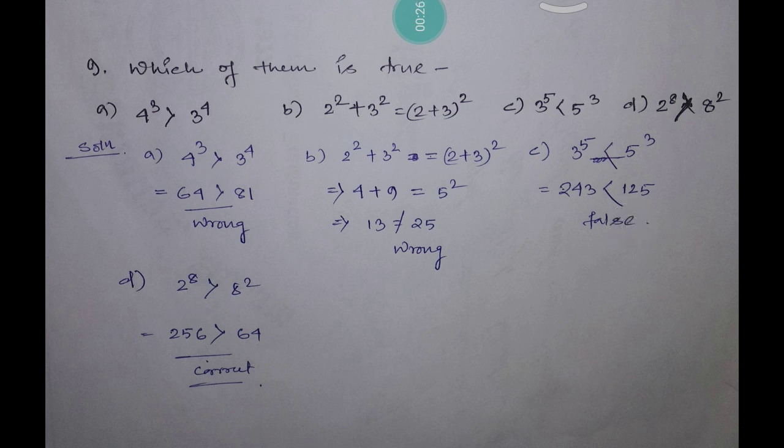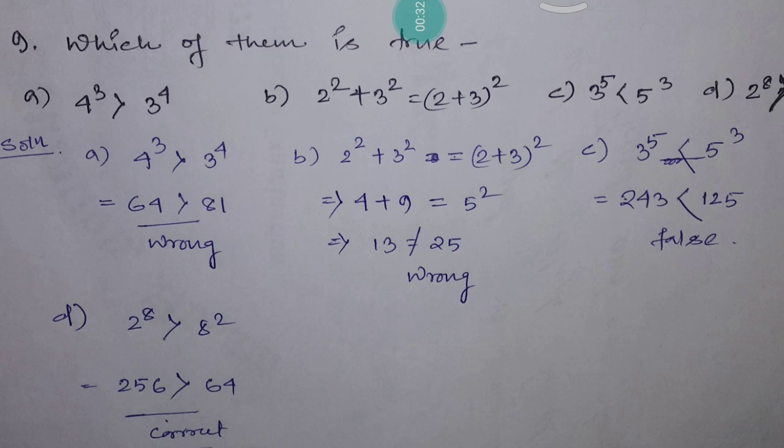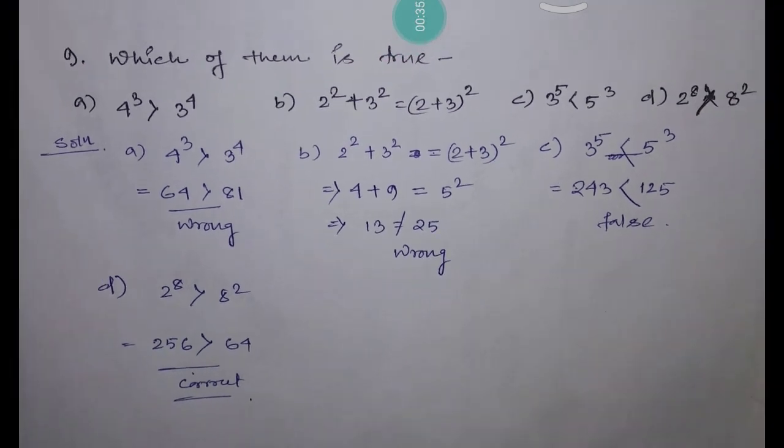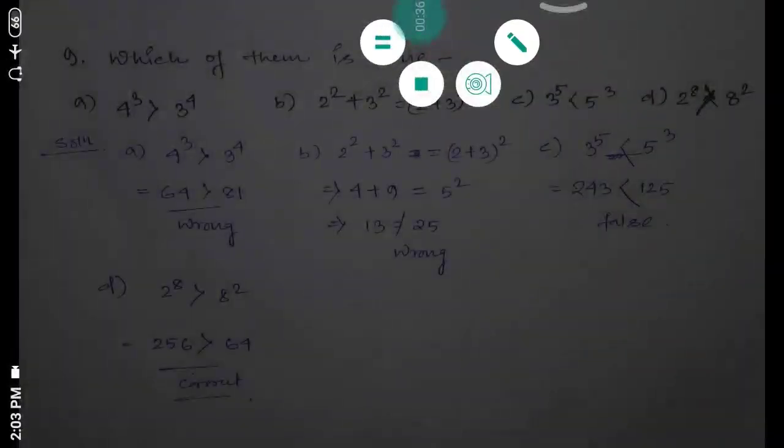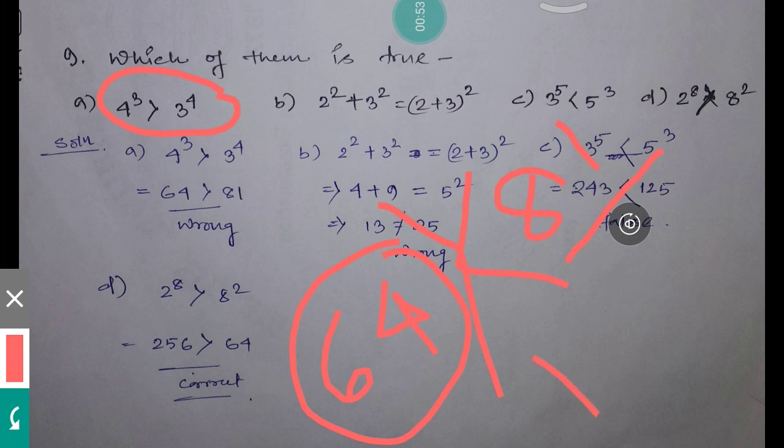So option number A, it is given 4 cube is greater than 3 power 4. So what is 4 cube? 4 cube means 64, and 3 power 4 means 81. So 81 is greater than 64, but in option A, what is given? The 64 is greater than 81 is given. So is it true? No, that means this is false.